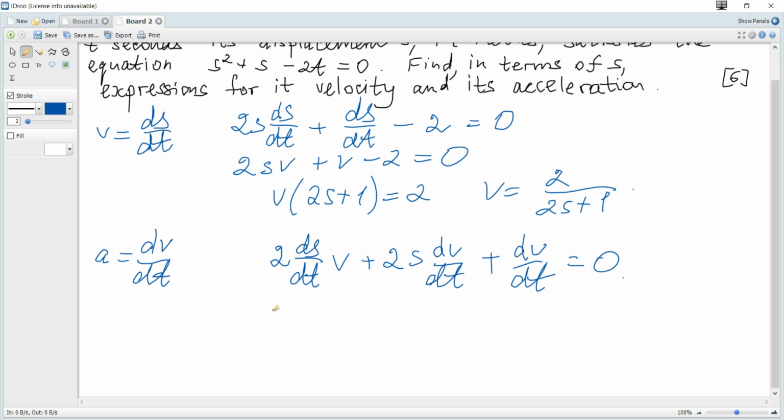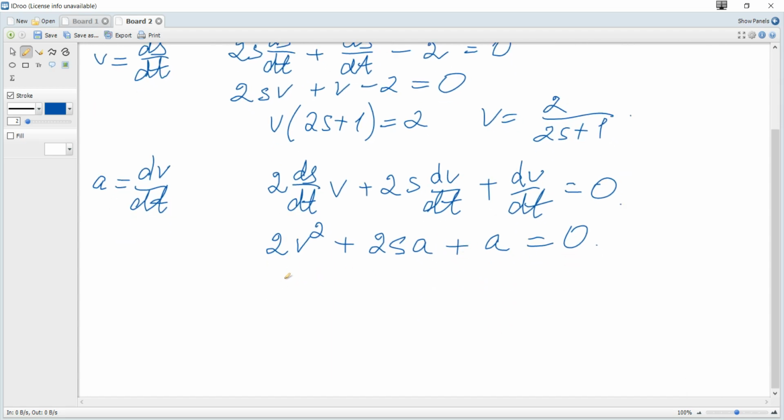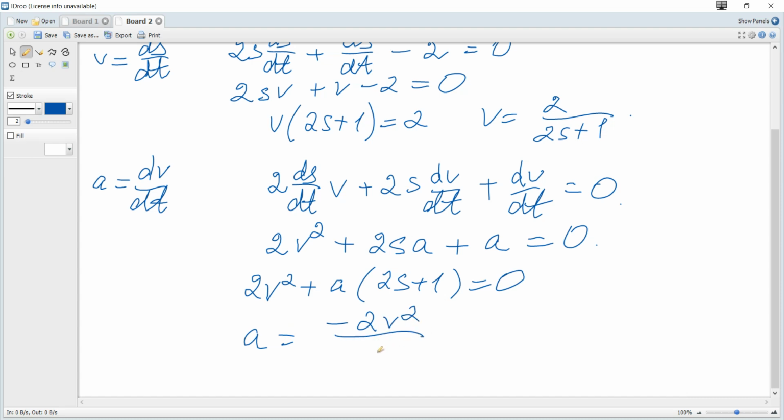And ds/dt is v, so we can write that it's 2v squared plus 2s dv/dt, plus dv/dt, and dv/dt is a, so it's equal to 0. And solve for a, so it becomes 2v squared plus a times 2s plus 1 is 0, hence a is negative 2v squared over 2s plus 1.